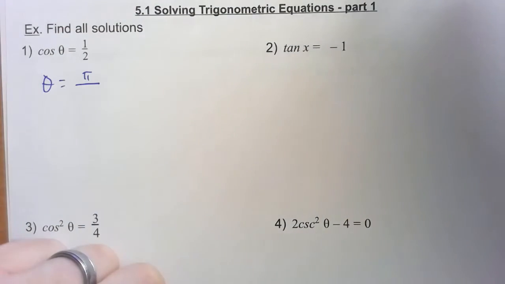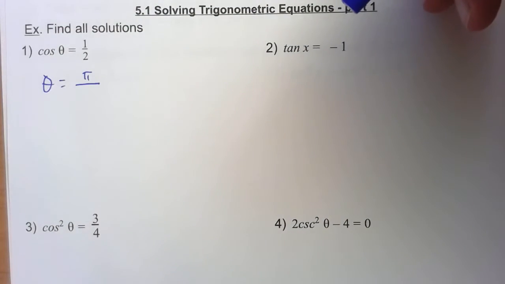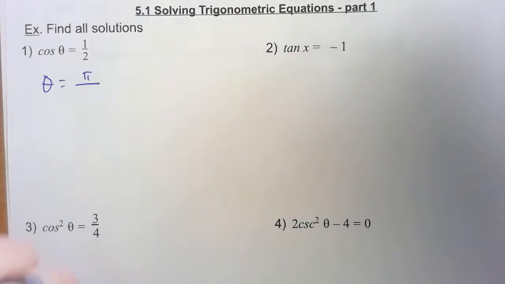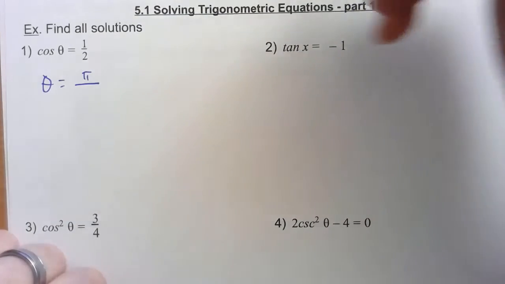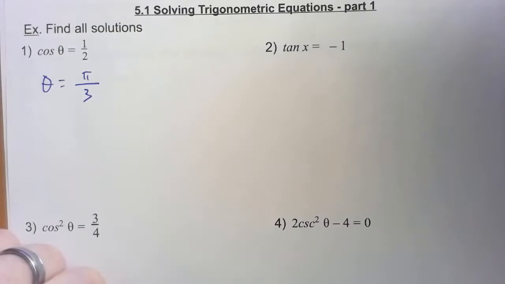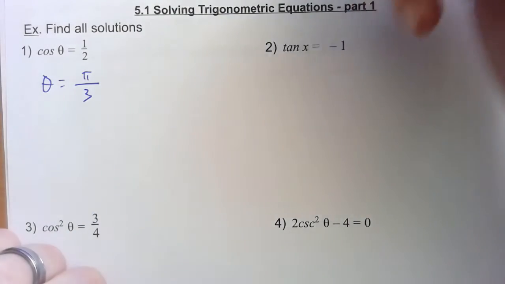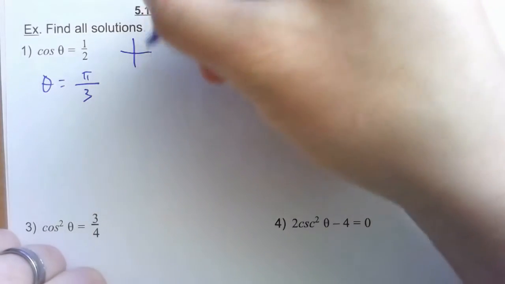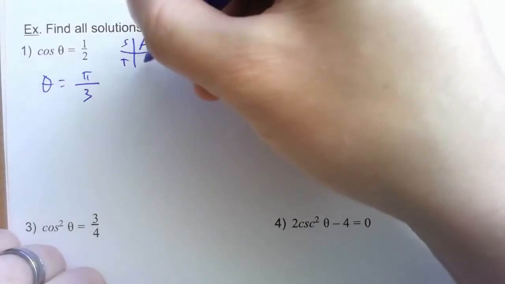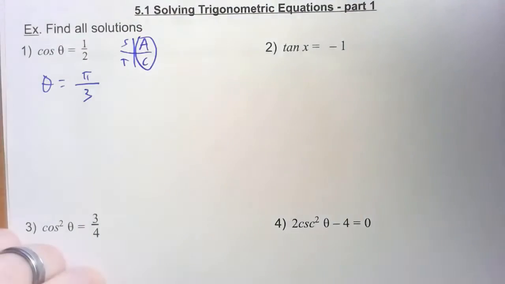So we want the x coordinate on the unit circle to be 1/2. It's always over 3, over 4, over 6. This one would be over 3. Okay. And then we think about quadrant. This isn't the only angle that has a cosine of 1/2. Think about quadrants. Think about ASTC. Cosine's positive in the first and the fourth quadrants.